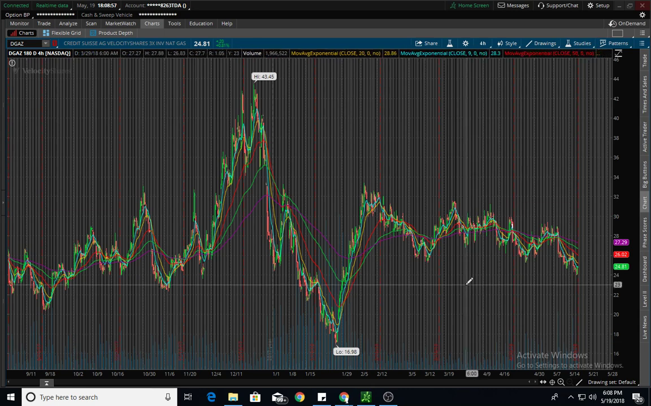But there you go. This is basically moving averages, how you want to use them. Combine them with trend lines, supports, everything, and then it just gets a lot easier.